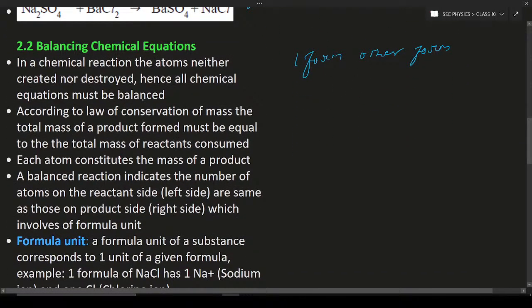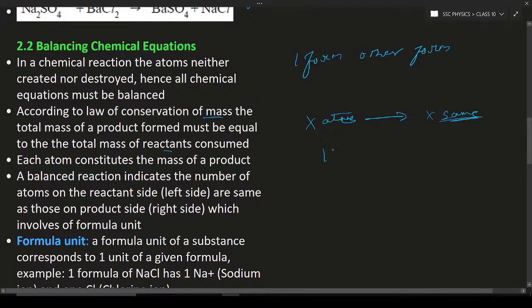So, according to the law of conservation of mass, the total mass of the products must be equal to the total mass of the reactants consumed. So whatever reactants are there before the arrow, let us say some x number of atoms are there, after the reaction also the atoms should be the same x number of atoms.